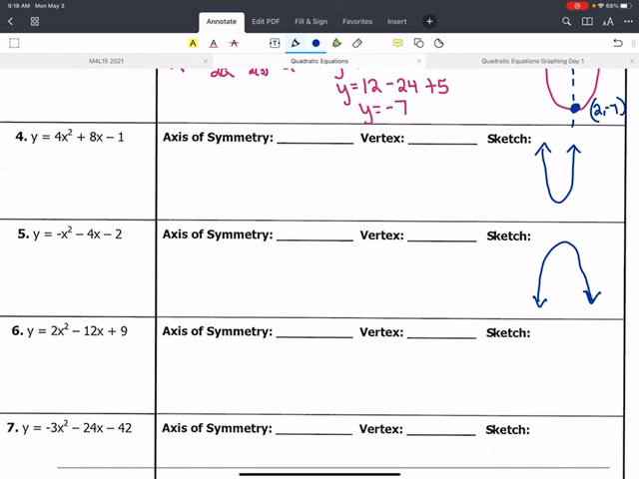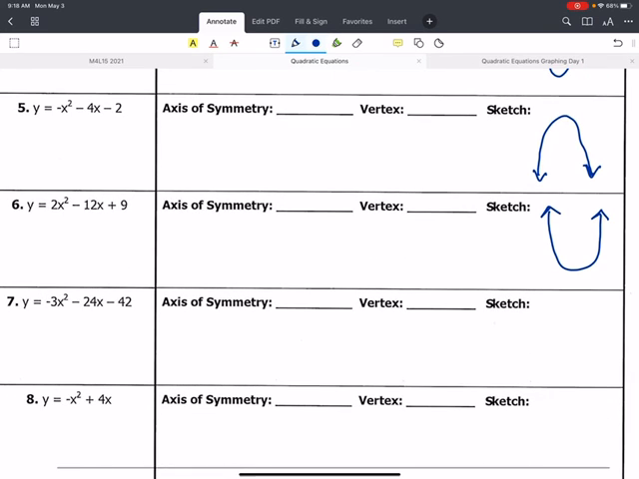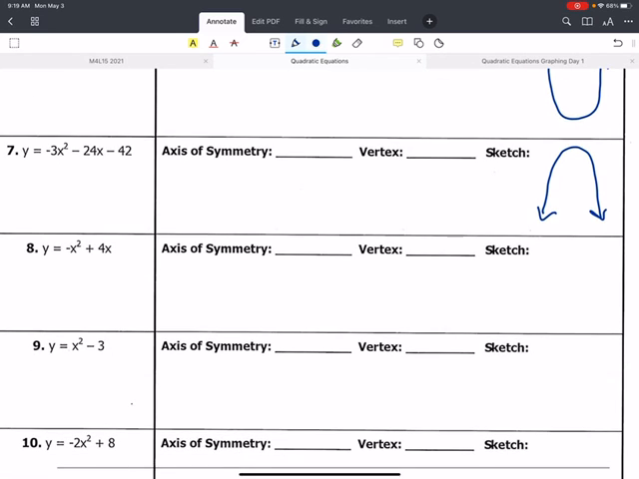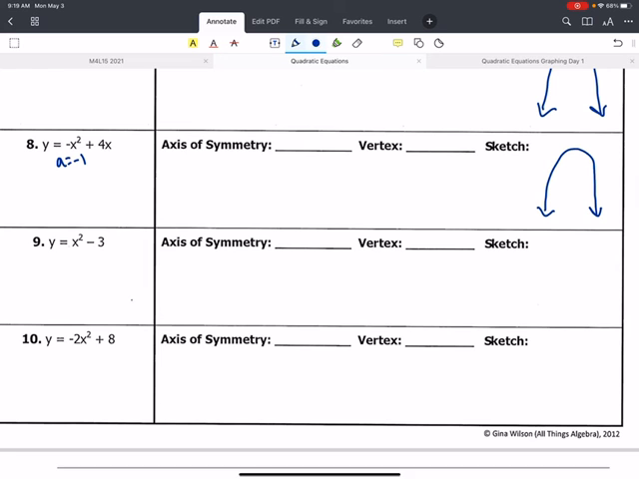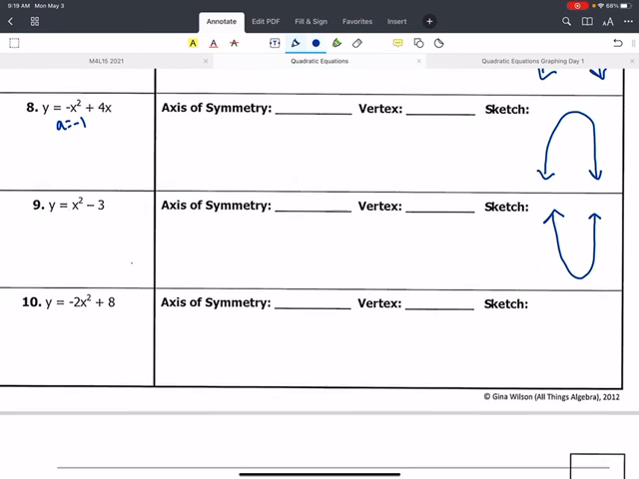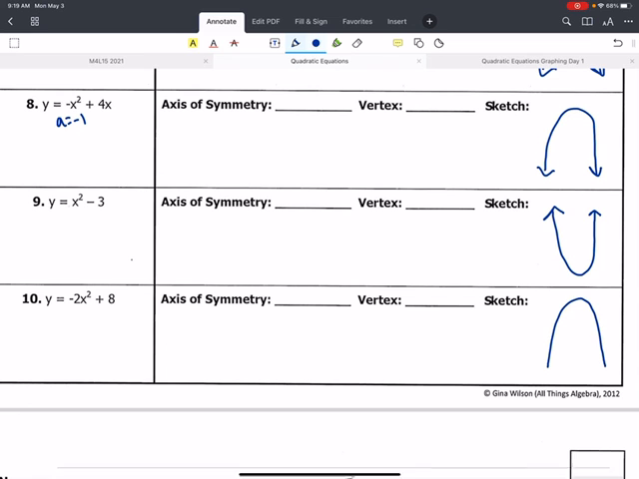Number 6, 2 is positive, that opens up. Number 7, negative 3, well that's negative, so that opens down. Number 8, negative x squared, that's like a equals negative 1, so that definitely opens down. Number 9, y equals x squared, opens up. Number 10, negative 2, that would open down.